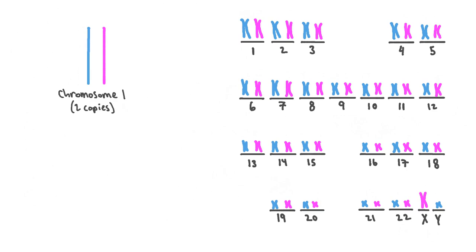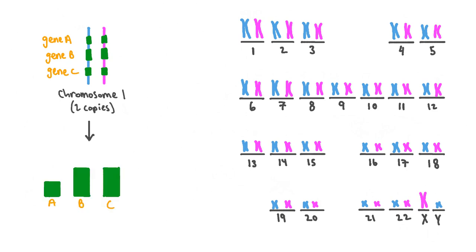So here's chromosome 1 with its 2 copies, and let's say that there's 3 genes being expressed that we'll call A, B, and C. And on the bottom, we can see that these genes are being expressed at different levels. Gene B is being expressed twice as much as gene A, for instance. Inside the cell, these expression levels are carefully coordinated and balanced to give us these amounts.